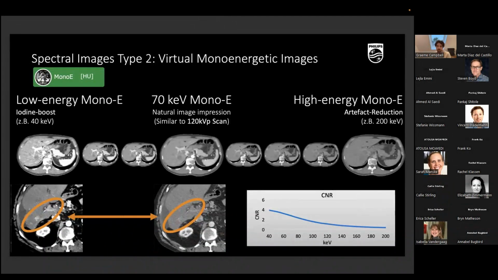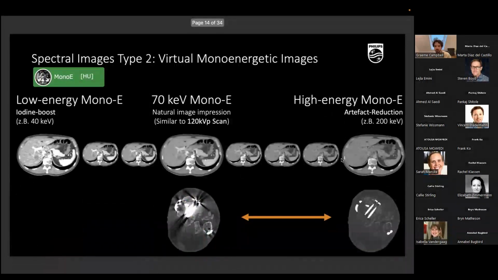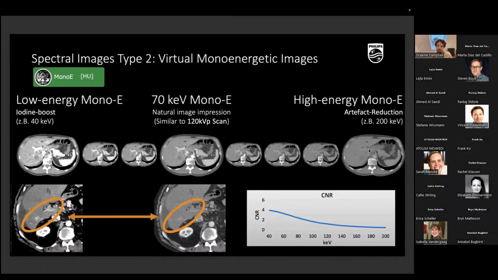So if we would say this was a single, like a synchrotron beam, and we would move the energy down, then we would have higher contrast. If we would move it up, we would have less contrast. But the advantage with this is that we can reduce metal artifacts.